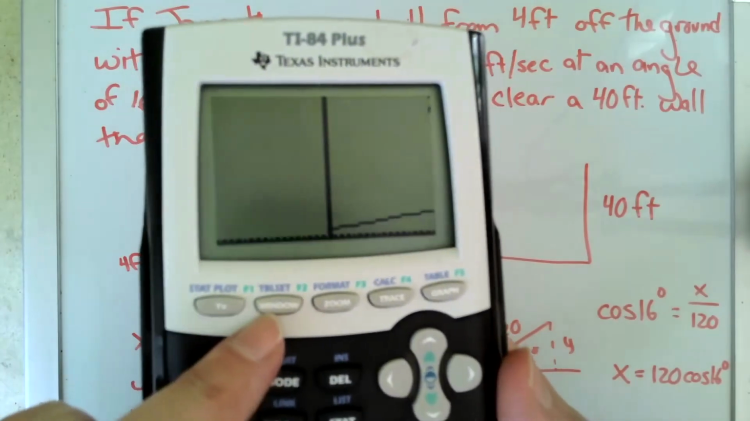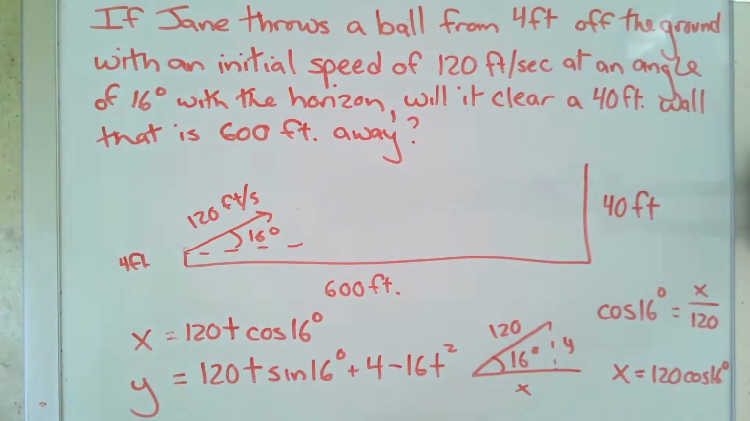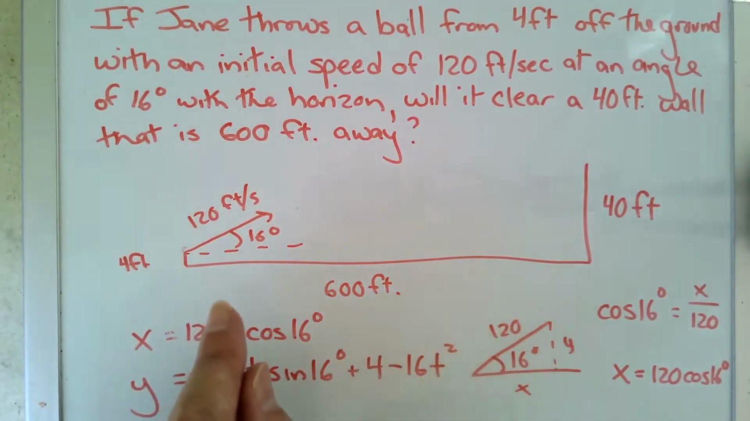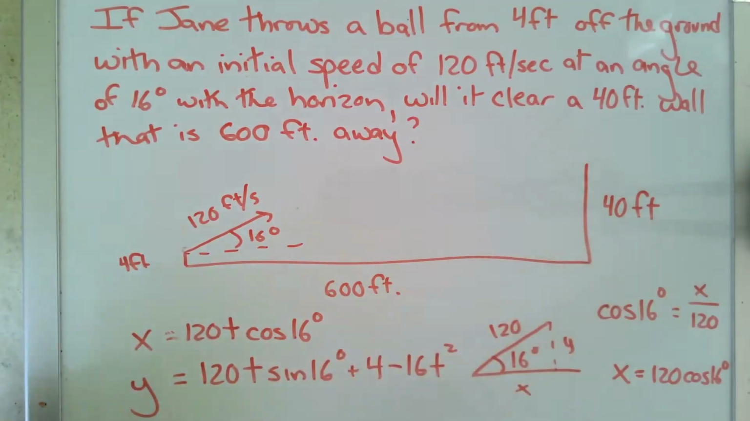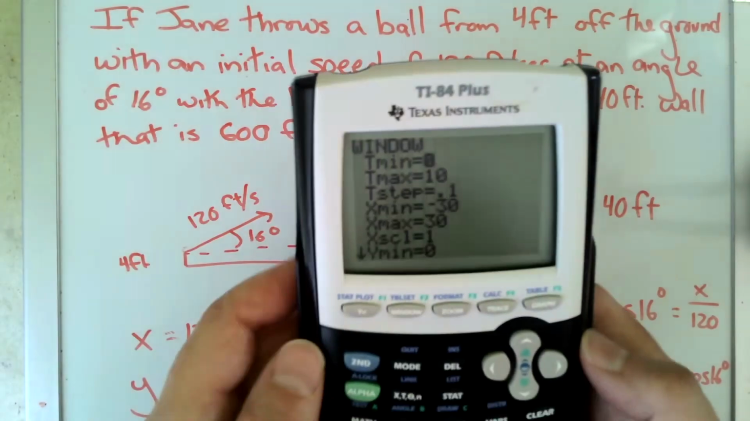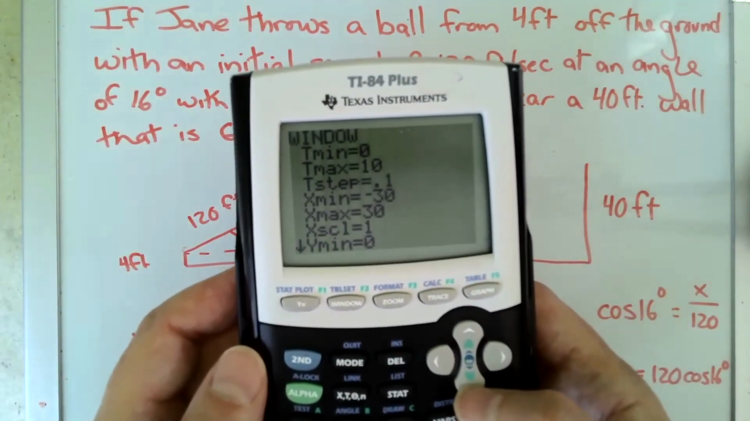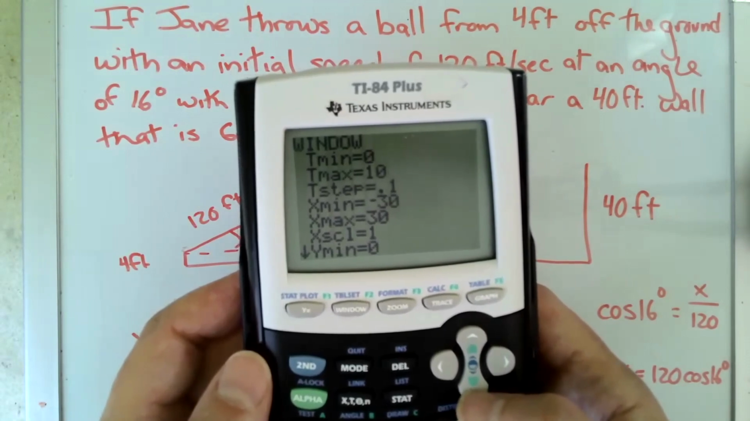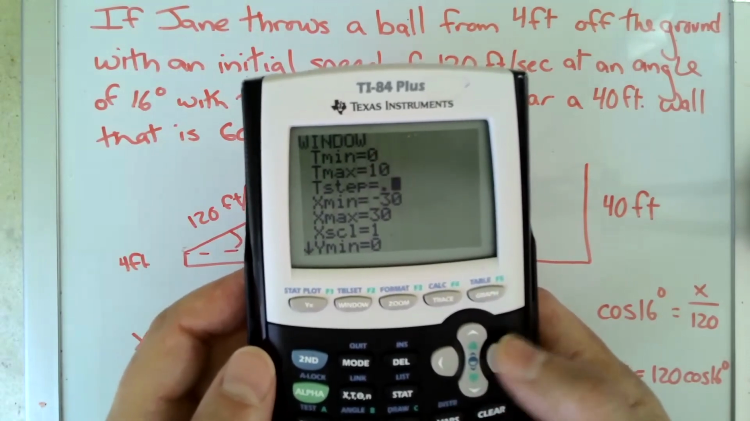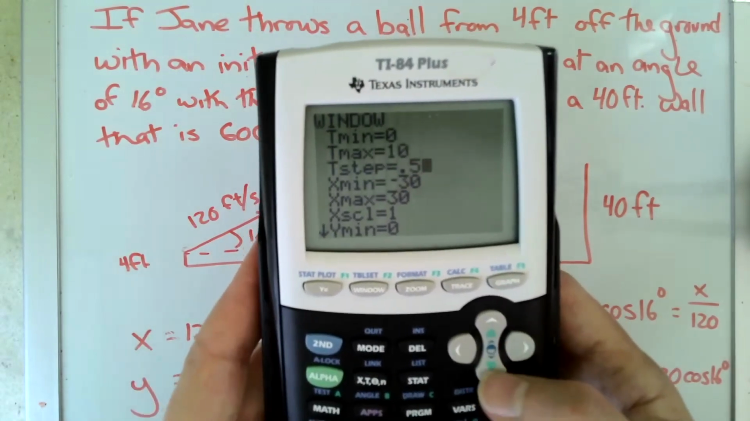So I'm going to go now to my window. Okay, and I'm going to think a little bit about this problem. So first of all, I know that I've got 600 feet of distance between this and my 40-foot wall. And I know I'm looking to see if I travel 40 feet. So I'm going to go ahead and I'll leave my t as 0 to 10 seconds. We'll check that out later. I'm going to maybe change my t-step to a half a second.